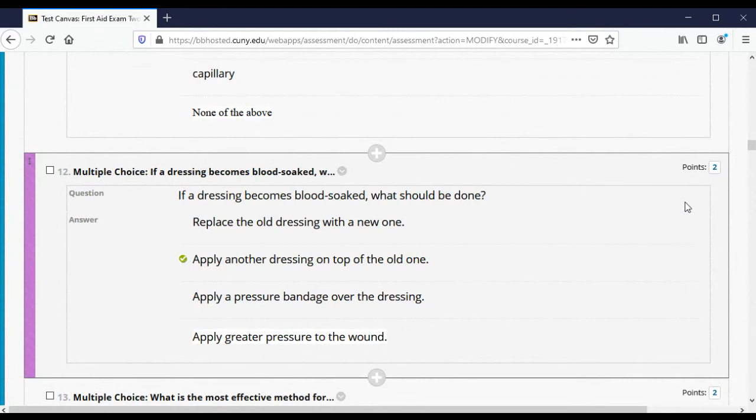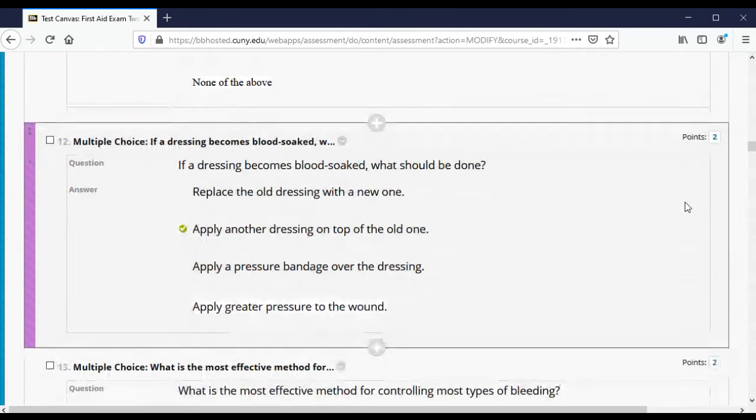Number 12. If the dressing becomes blood-soaked, what should be done? The answer is apply another dressing on top of the old one. You do not want to remove the blood-soaked dressings because by doing that, you're ripping open clots and you're starting the whole process of bleeding all over again. Don't worry about the saturated dressings. We'll deal with that in the emergency room or the urgent care.